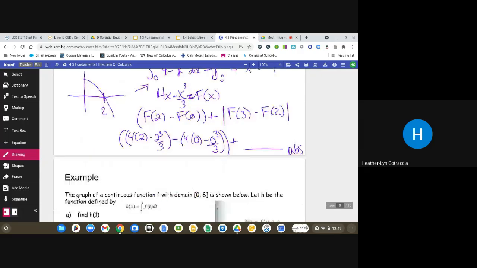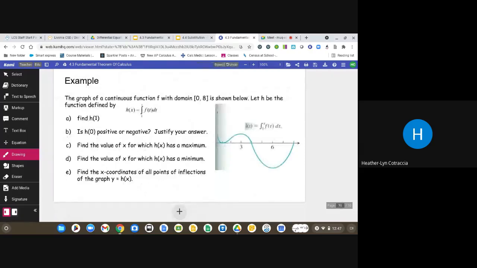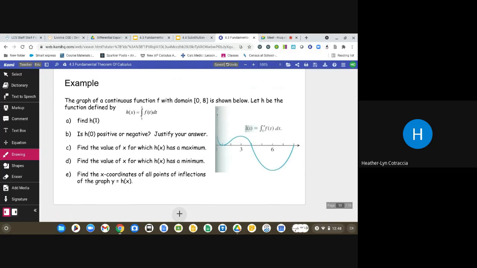Okay, now, really important, this last question. This last question comes up so often on AP exams, so I just wanted to bring you through it really quick. My piece of advice is, whenever you see something like this, make sure you read very carefully. It says the graph of a continuous function f is shown below. So this right here is the graph of f.